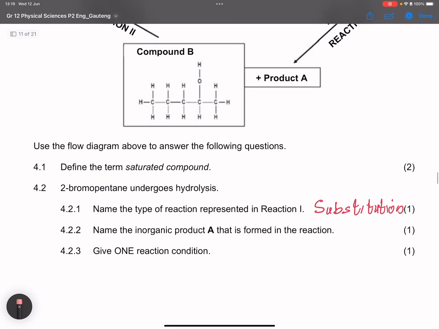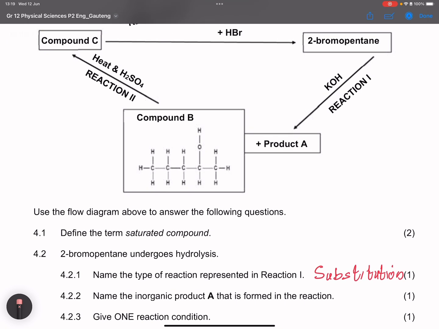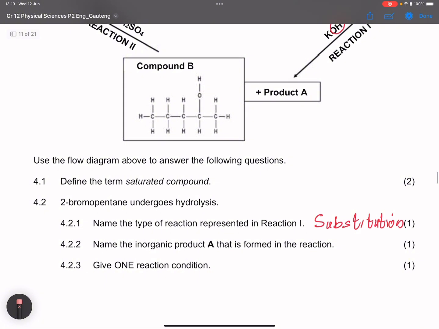So the next one says name the inorganic product that is formed in the reaction. So what would have happened? Remember, you removed the bromide ion that would have been part of the 2-bromopentane, and you're replacing it with hydroxide ion, right? But now you still have the potassium plus that bromide that came off, and so we are going to form potassium bromide. Okay, they said the name, so I'm going to say this is potassium bromide. Okay, right, so that is our reaction.